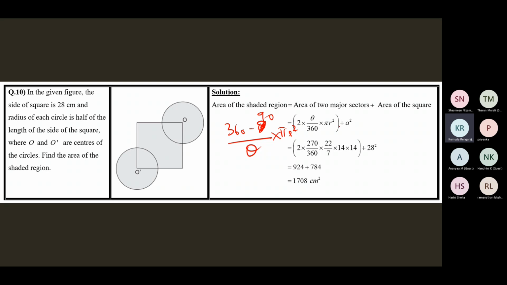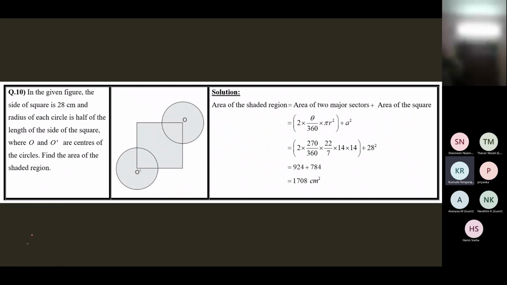I've written theta by 360 into pi r square, but for theta I've taken directly 270 degrees. If you want to write the formula 360 minus theta by 360 into pi r square for major sector, please write that. But your theta will be 90 there. This is 270, 360 minus 90, 270. So don't get confused. Don't think this is the formula. You can write anything, just substitute the value correctly. Yeah, take a picture, children.